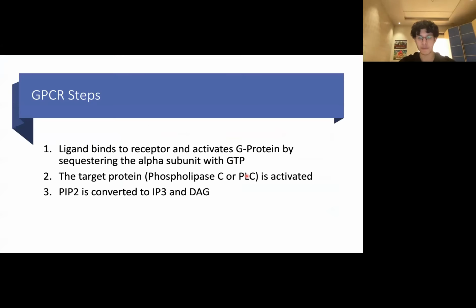Let's go through the words, because everyone loves words. The ligand will bind to the receptor, and this activates the G protein by sequestering the alpha subunit with GTP. The target protein, which is phospholipase C or PLC, is activated, and then PIP2 is converted into inositol triphosphate and diacylglycerol. So again, we see these GPCR steps. Main thing to know: phospholipase C converts PIP2 into IP3 and diacylglycerol.